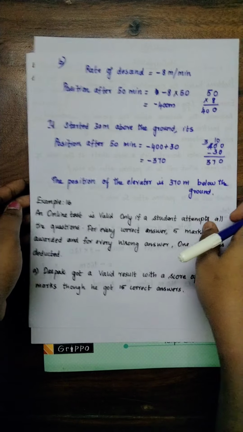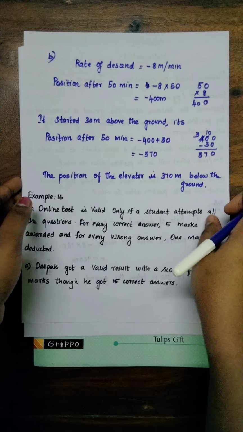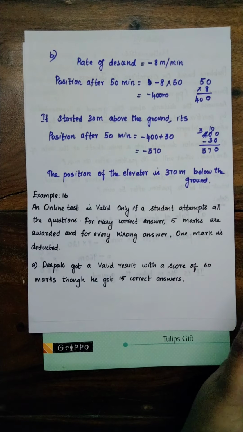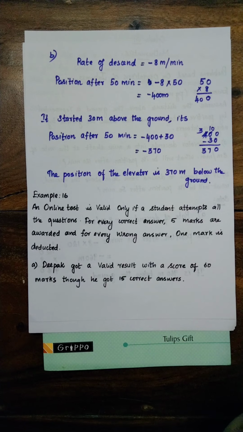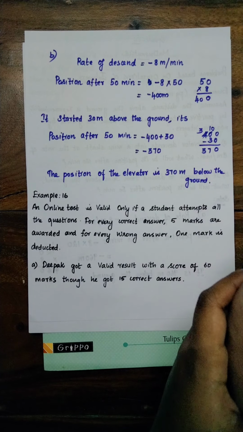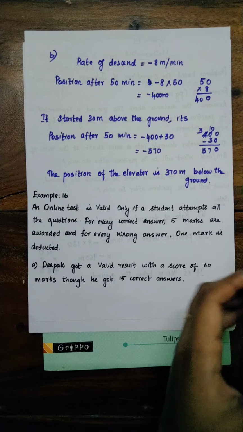Okay, our next question is example 16. An online test is valid only if a student attempts all questions. For every correct answer, 5 marks are awarded. For every wrong answer, 1 mark is deducted.